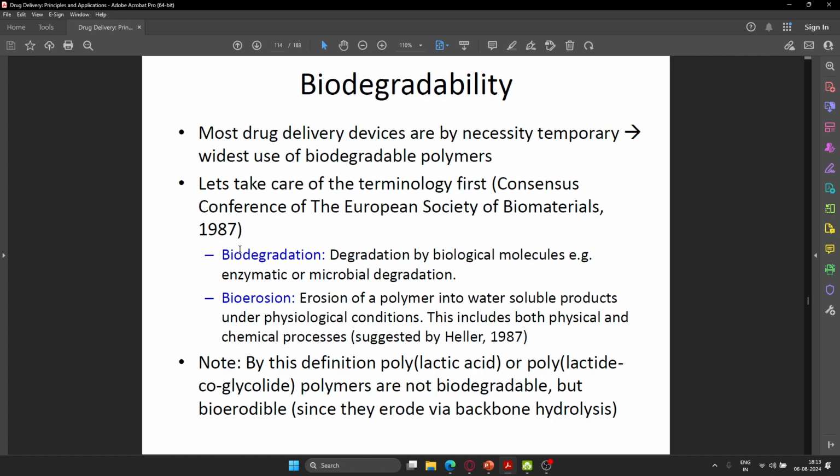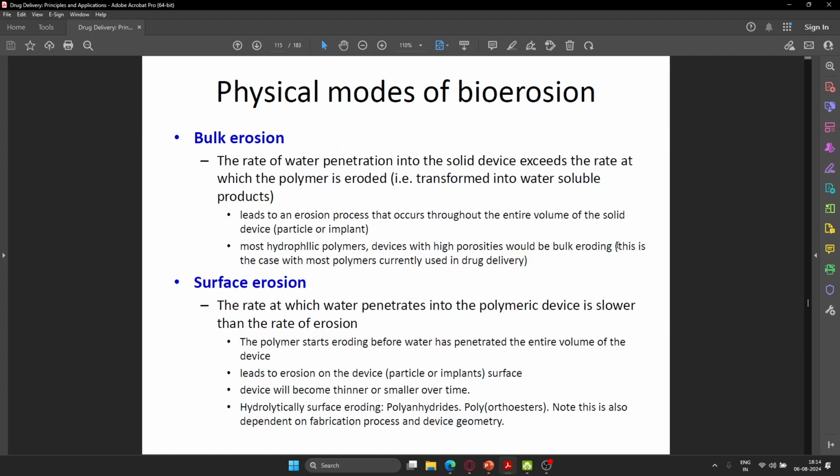Biodegradability. What is biodegradability? There is biodegradation and there's bioerosion. Erosion is basically chipping off layer by layer, and degradation is much more of a random process. There is bulk erosion and surface erosion. Bulk erosion is where the rate of water penetration into the device exceeds the rate at which the polymer is eroded, right? So the polymer is slowly being eroded away, but water is going in faster. So it will form all these cracks, and your polymer is basically eroding as a whole. Surface erosion is where the rate of water penetration is slower than the rate of erosion, right? So water is trying to penetrate, but as it's trying to penetrate, the polymer is also eroding very quickly. So basically, only the surface of the polymer will start chipping away.